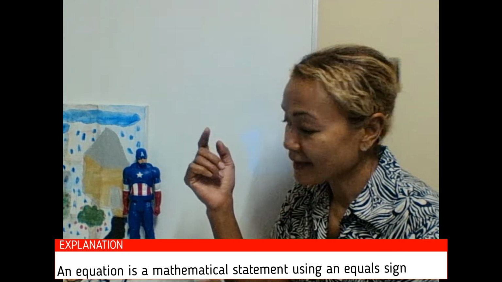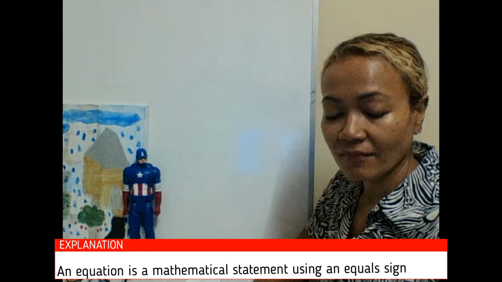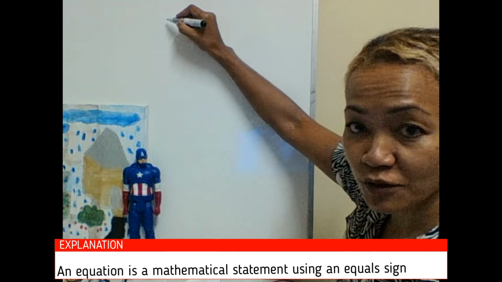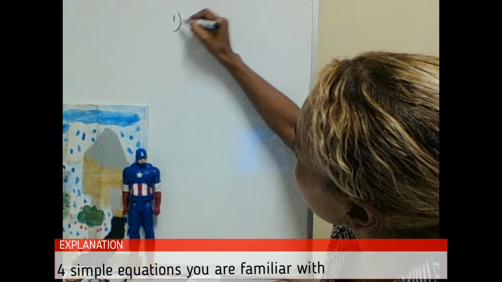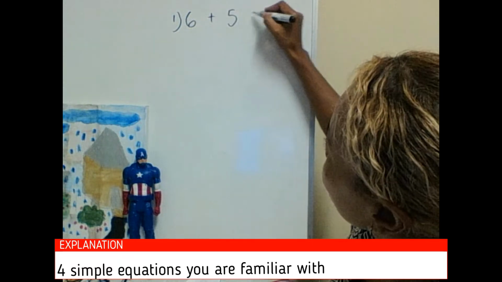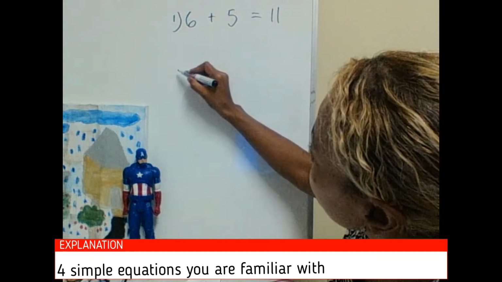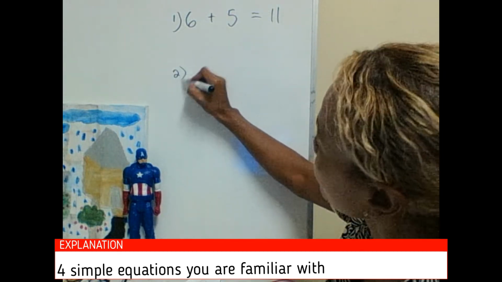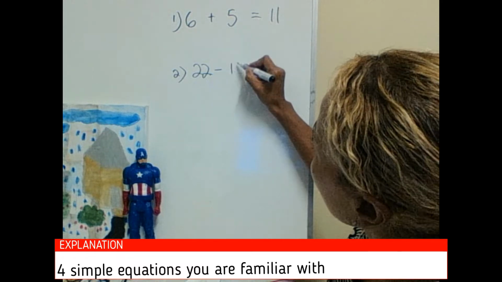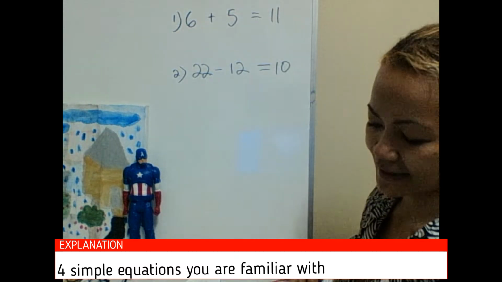Now, I will write up a few examples here, which you'll already be familiar with. 6 plus 5 equals 11. That's simple enough. The second one down here, 22 minus 12 is equal to 10.